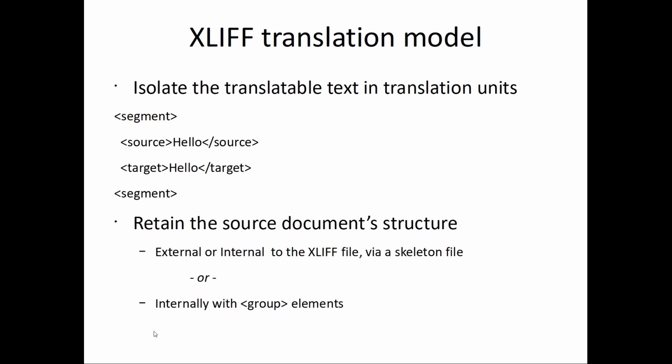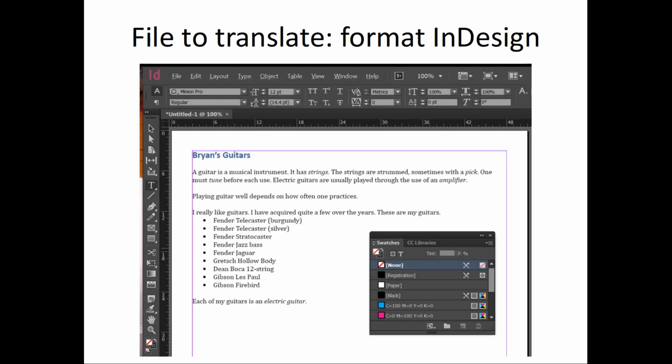So the way XLIFF does that is really just dirt simple. We isolate the translatable text into translation units. We have segments, and we have a source, and we have a target. And the idea is we translate the source, hello, into target. If we say Spanish, it would be hola. We retain the document's structure either internal or external to the XLIFF file via a skeleton, or internally with the group elements. Very simple.